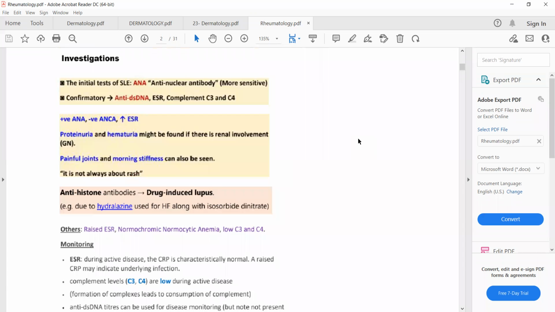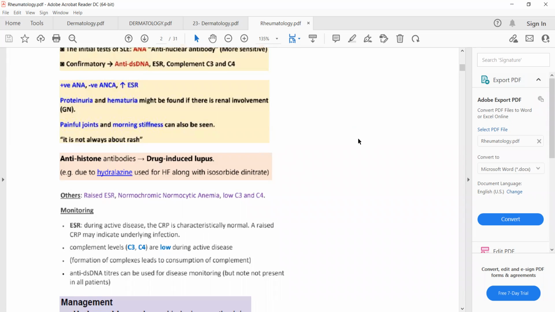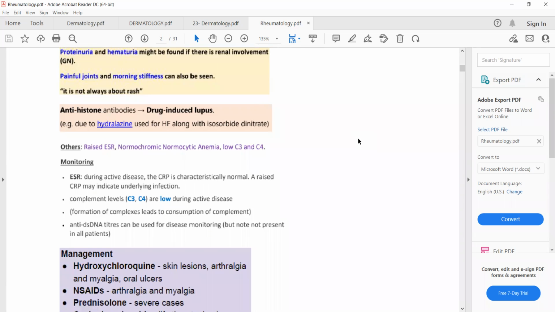So this was all about features of systemic lupus erythematosus and its diagnosis. The initial investigation is ANA and the confirmatory investigation is anti-dsDNA. Other investigations include raised ESR, normocytic normochromic anemia, and low C3 and C4 levels. Monitoring of the disease can be done through ESR. So if they ask you in the question which test can be used for the monitoring of the disease, that is ESR.